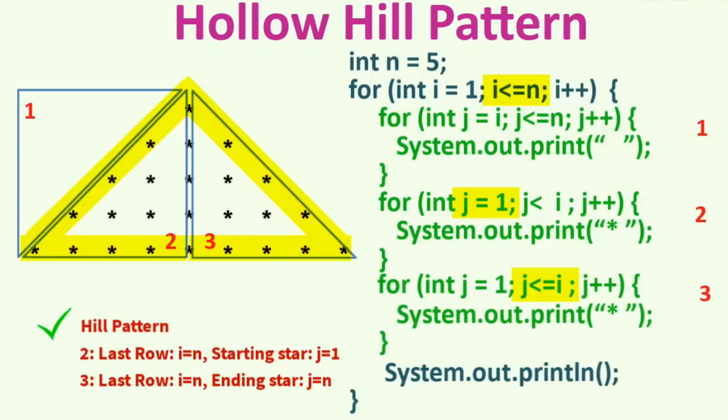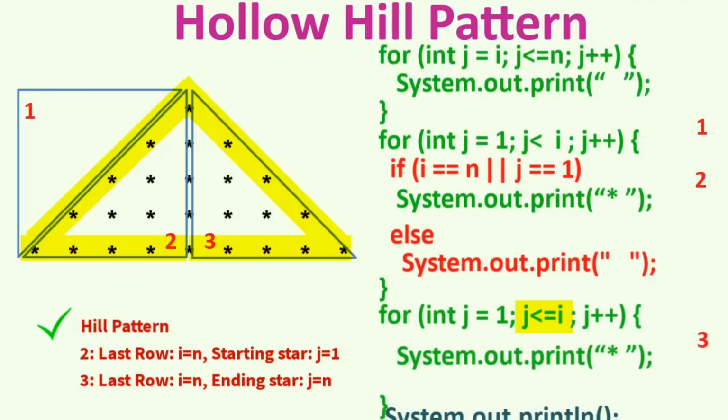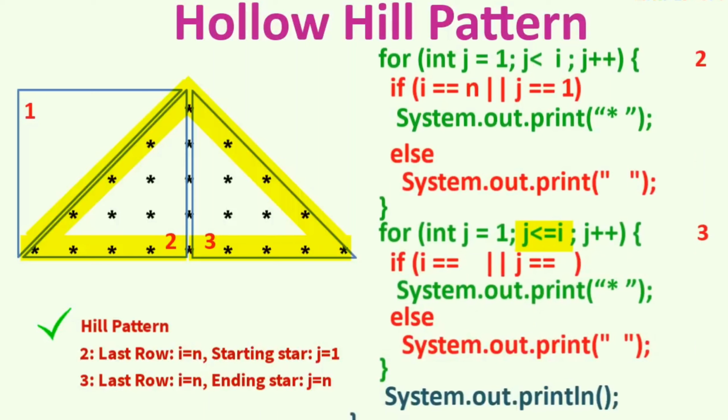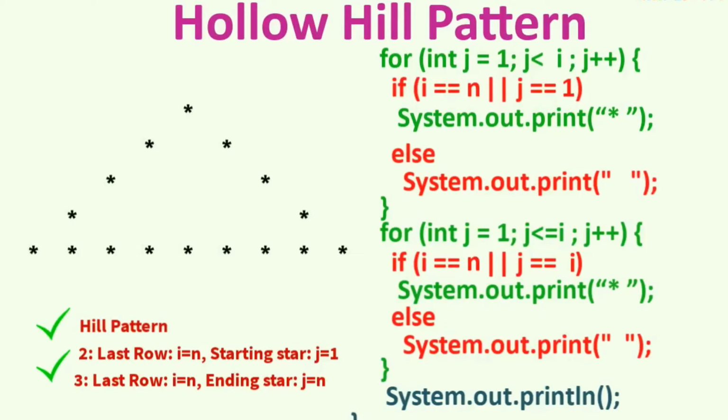So in the second triangle, we will add an if condition to print star only for the last row, which is i is equal to n, and the first side, which is the starting condition in which j is 1. For the remaining, we have our else, which continues to print space. In the third triangle, we will add an if condition to print the star only for the last row, which is i is equal to n, and the last side, which is the ending condition in j, which is equal to i. Else we print space as usual. If you run this, it will give us the hollow hill pattern.